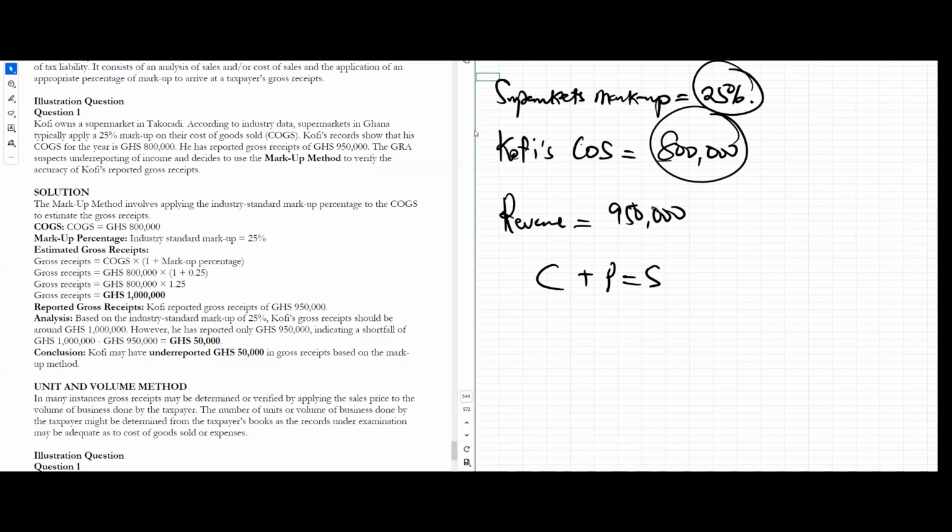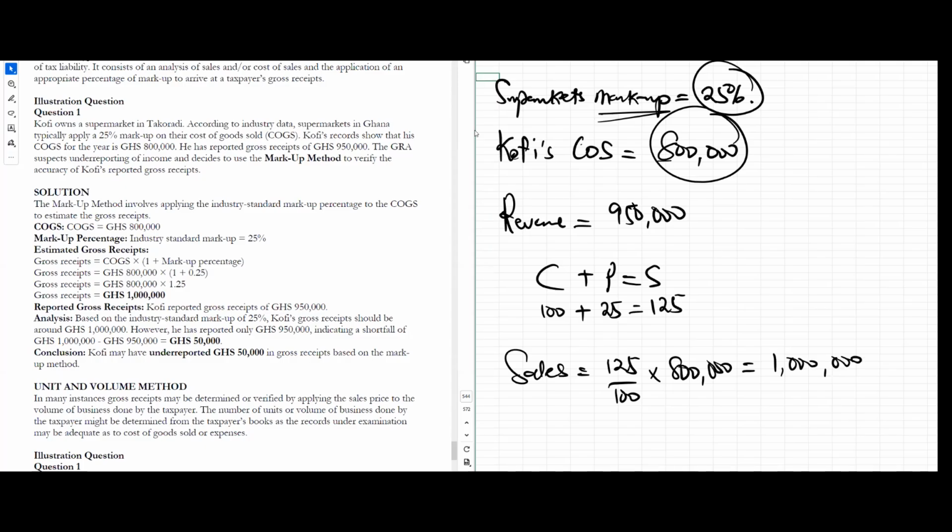So if we are using markup, and cost is 100, and profit is 25, then sales should be equivalent to what? 125. So his sales or gross receipts should have been 125 out of the 100. What you are finding is always on top, times the 800,000. This should have given us how much? 1.25 times 800,000. 1 million. He should have made 1 million as his sales, but how much was declared?